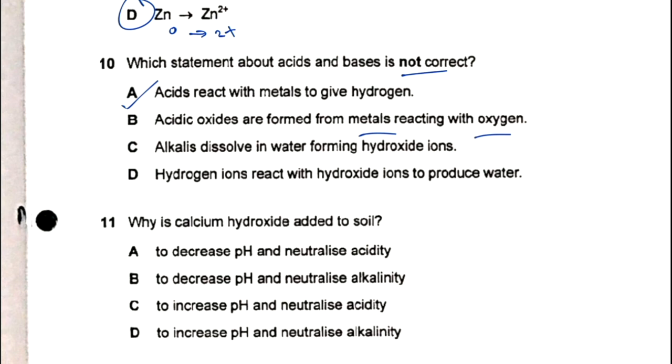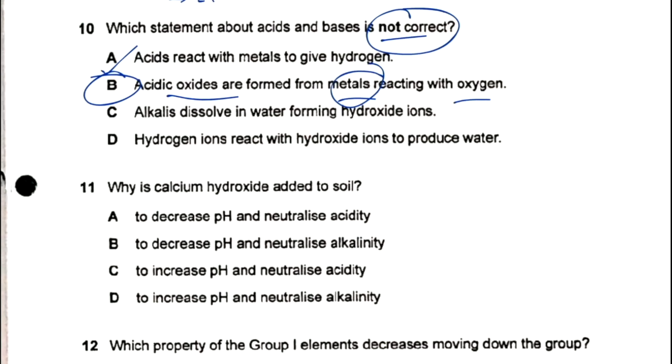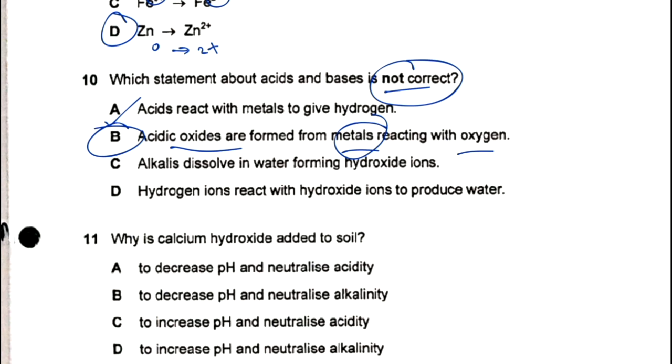How to get acidic oxide? Is it metal or non-metal? Non-metal. So this one is the answer because they want the one that is not correct. This one says metal. Metal oxide will produce basic oxide.